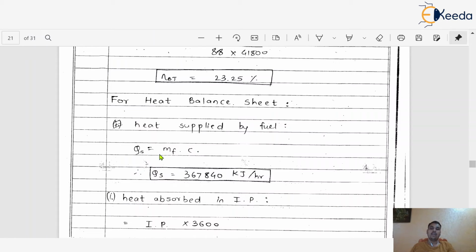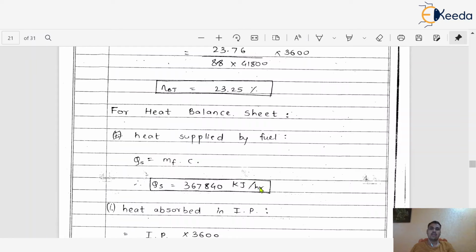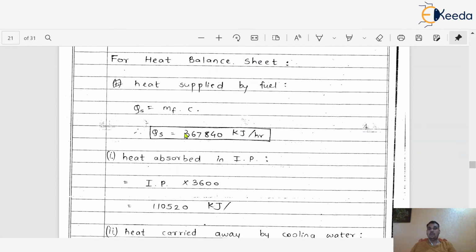QS, the heat supplied by fuel, is equal to mass of fuel into calorific value. The mass of fuel is given, and the calorific value of fuel is given. Put those values over here and we come to know the heat supplied by fuel is equal to 367840 kilojoule per hour. All the values are given on hour basis, that's why we are going to draw the heat balance sheet on hour basis itself. If it is given on minute basis, then you can calculate the values on minute basis. If it is on second basis, then we can calculate on second basis. Here we are considering the hour basis. So the total heat supplied by the fuel in this problem is 367840 kilojoule per hour.